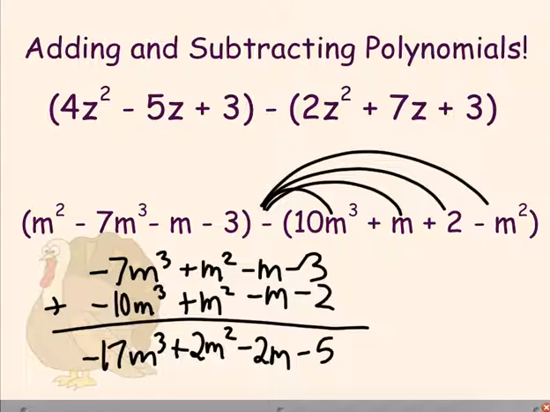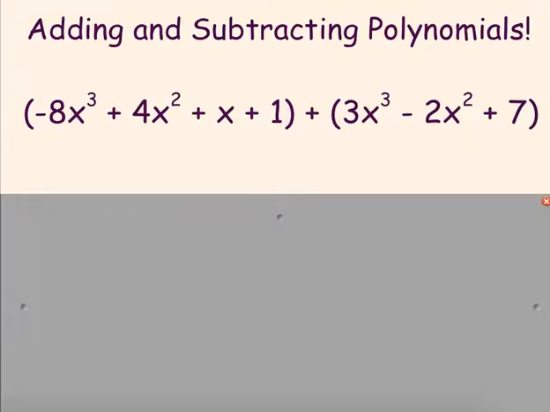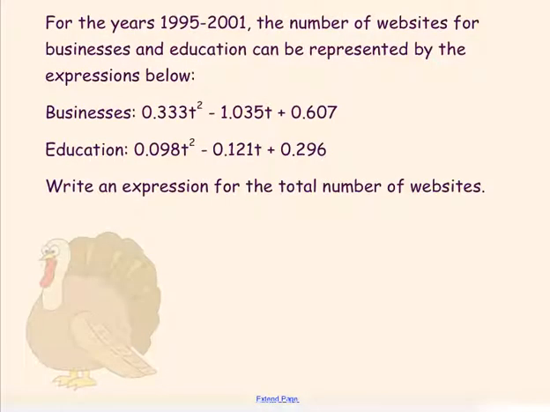Let me just look at a couple more examples that I want to try. Okay, let's look at this one. For the years 1995 through 2001, the number of websites for the businesses and education can be represented by these expressions. Write an expression for the total number of websites, meaning we need to add these up. And thankfully, they are actually already in standard form, so I can just add the different parts.